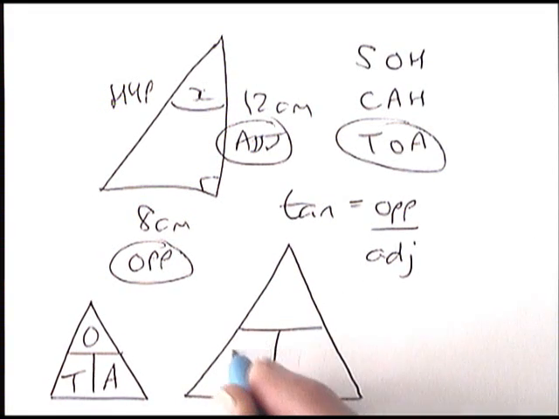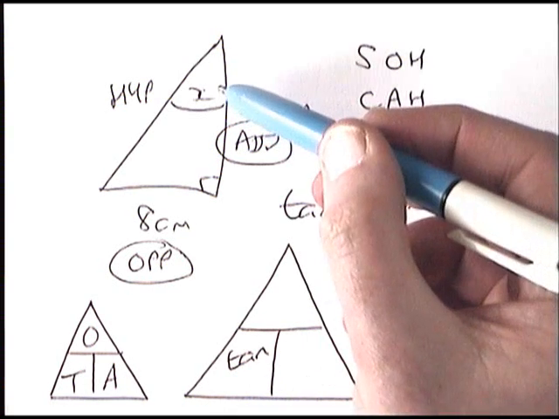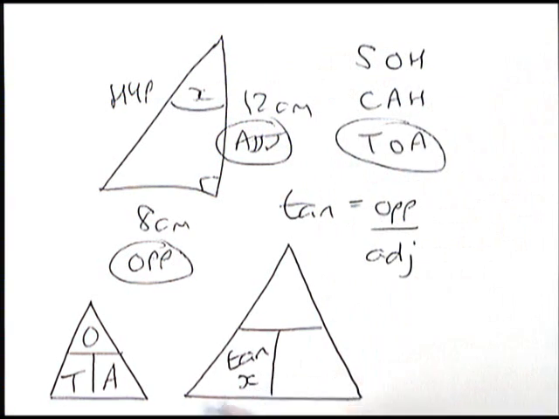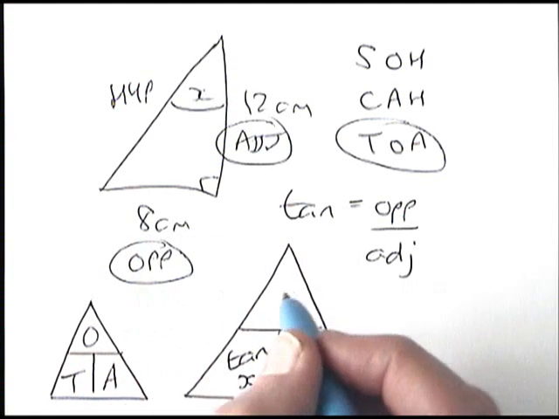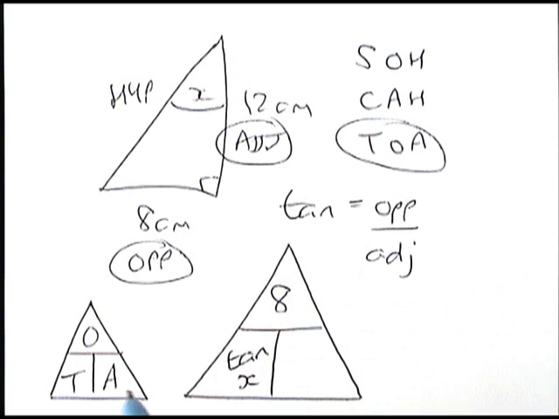The T is standing for tan, and the angle always goes down here. In our question, the angle was x. The O is standing for opposite. In our question it was 8, so I'll put an 8 up here. The A is standing for adjacent. In our question, the adjacent was 12, so I'll put a 12 here.